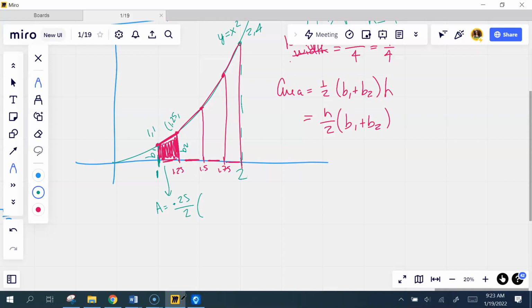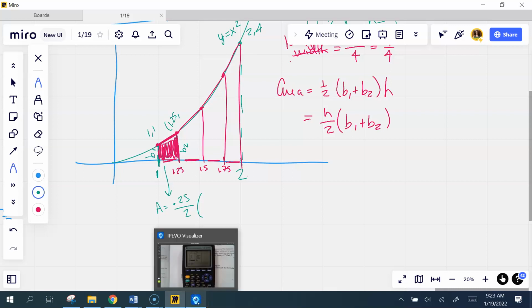Always take it out 3 or 4. Take it out 4. The Y value there was 1.5625.